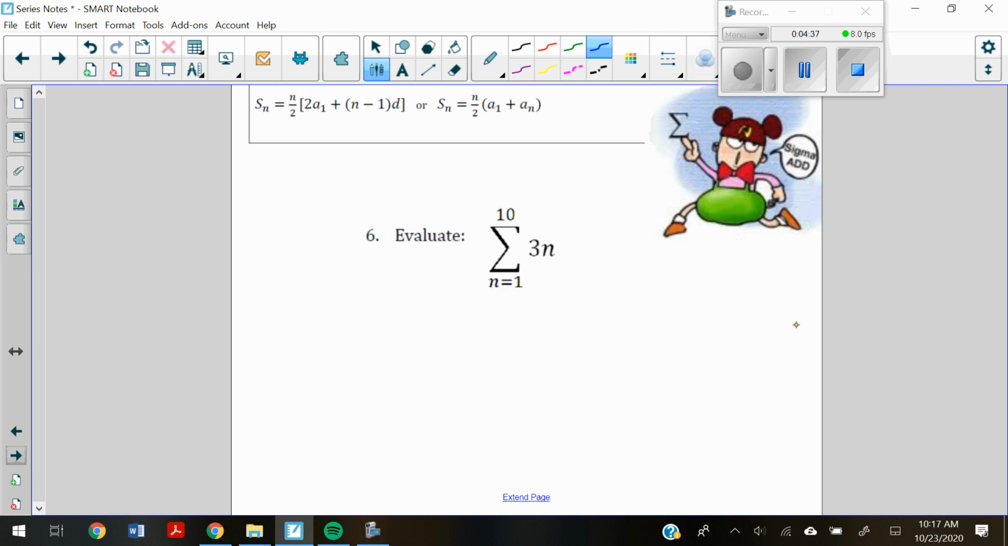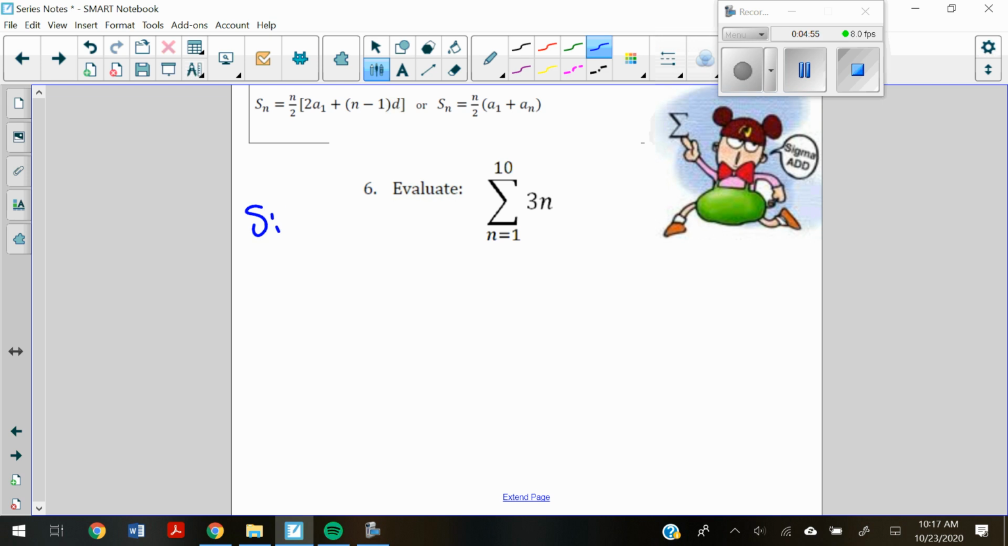All right, so here we are. Oh, this one looks totally different. This is called a sigma. And sigma means summation. It's a Greek letter, so sigma is this Greek letter. Okay, so I just want you to jot down a little bit to the side about sigma notation.